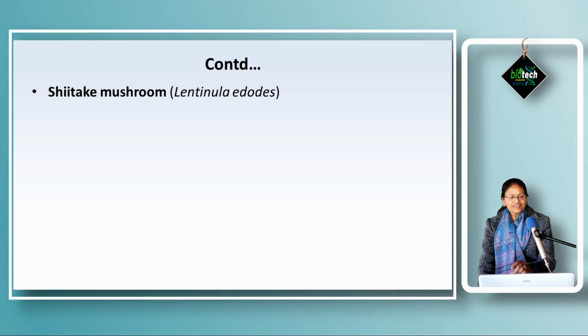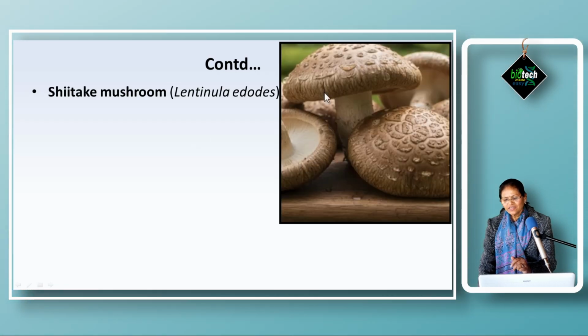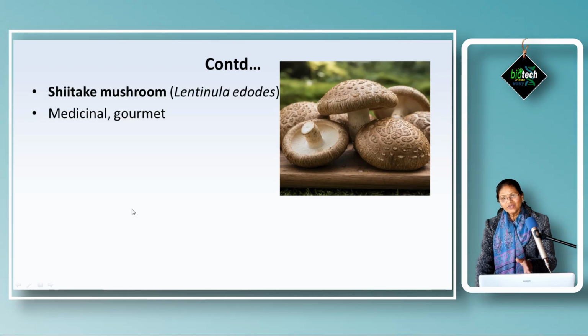Then the next one is shiitake mushroom, Lentinula edodes. So that is the name. Let's see the picture. Here you see the texture is quite different from the others. Now let's see its features. It has medicinal value, it is good for health, and it also has culinary value. That means it is used in cooking and it is preferred by chefs.